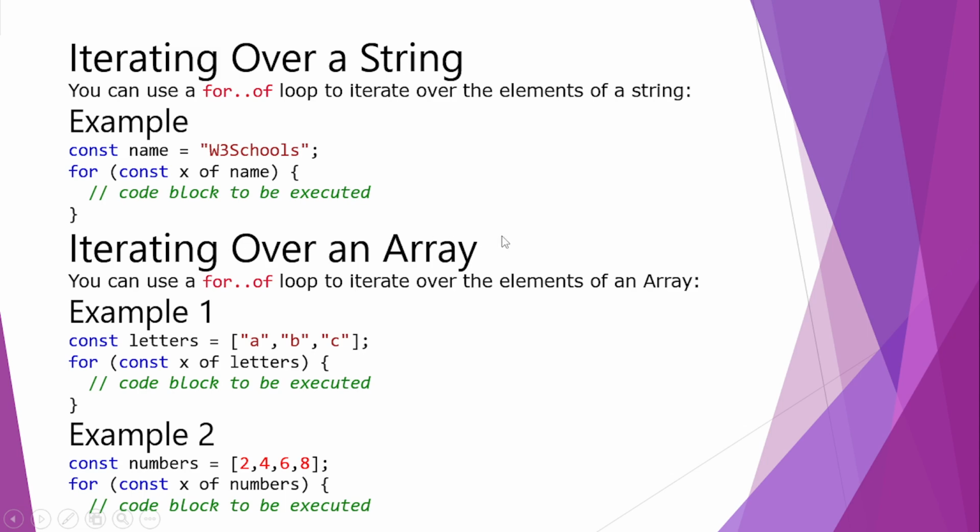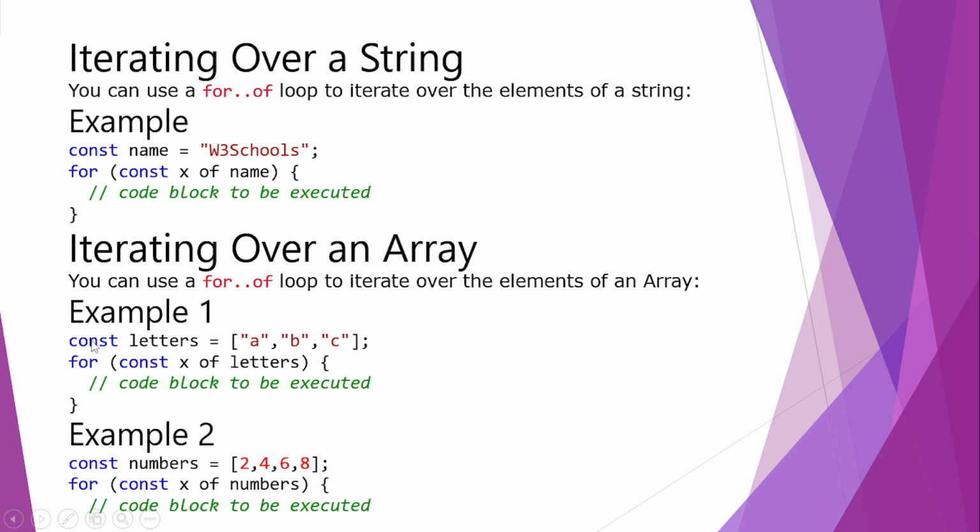Iterating over an array. Suppose we want to iterate over an array, so how can we iterate? Let's see. We can use a for of loop to iterate over the elements of an array. Same, we use a for of loop to iterate over all the elements of an array.